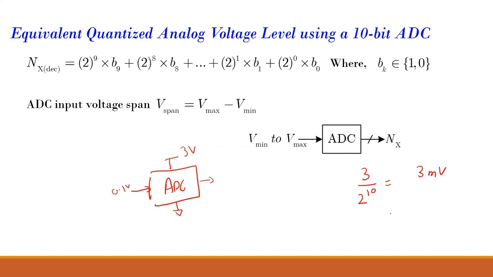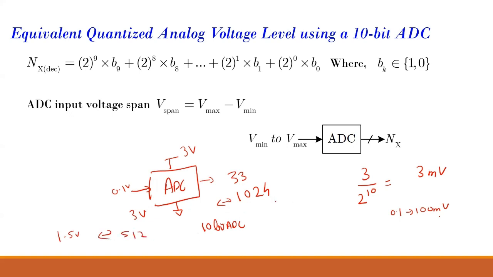So this 0.1 corresponds to 100 millivolts. It will map this 100 millivolts to around 33, digital value 33. Since it is a 10-bit ADC, the maximum value it can give is 1024. So if I apply 0.1 volt, I get 33. If I apply 3 volts, I will get 1024. If I apply 1.5 volts, I will get 512.